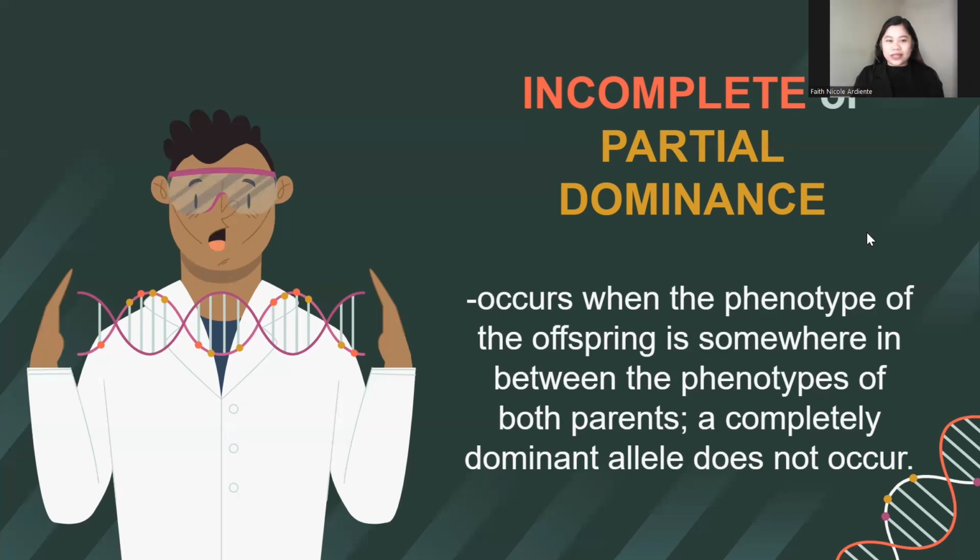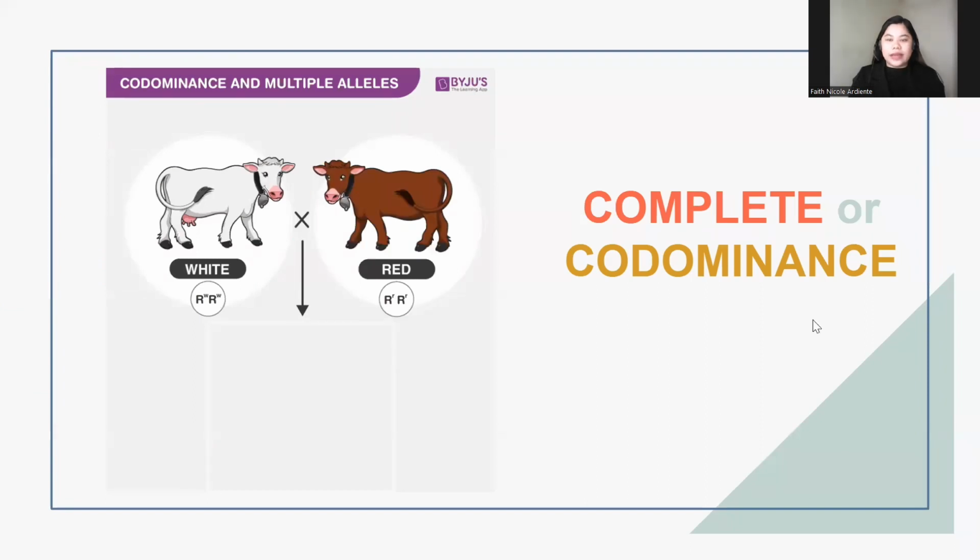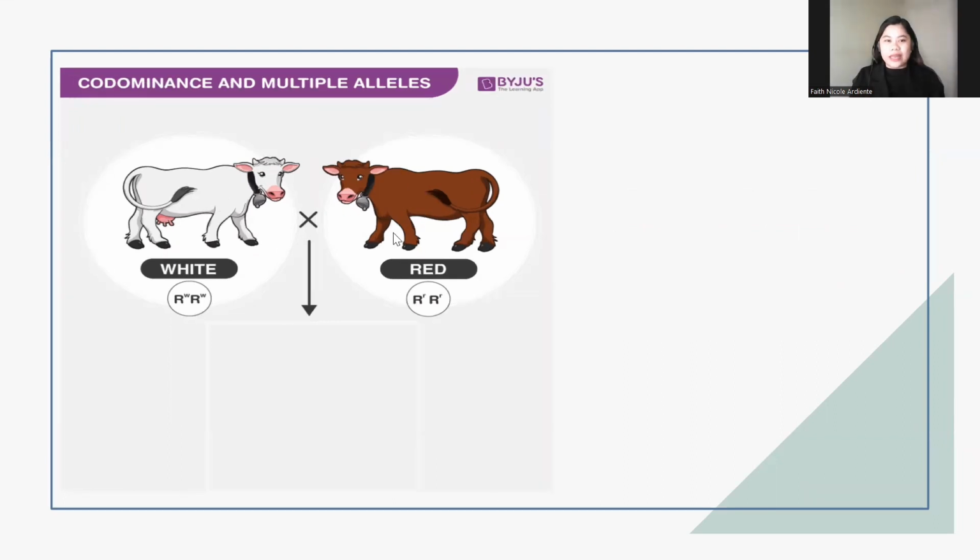Questions? Clarifications? None? Okay. This time, let's have complete or co-dominance. So this is different from the first that we tackled. Have you ever seen a pink roan cow? Like if you combine the red and white according to incomplete dominance, this will give us a pink. But personally, I haven't seen a pink roan cow before. Let's cross these two roan cows using a Punnett square.